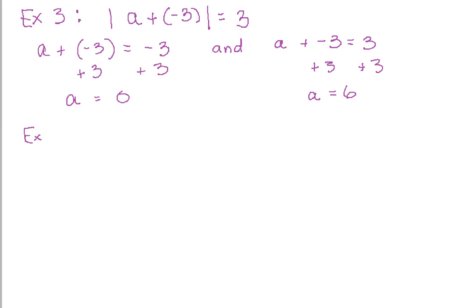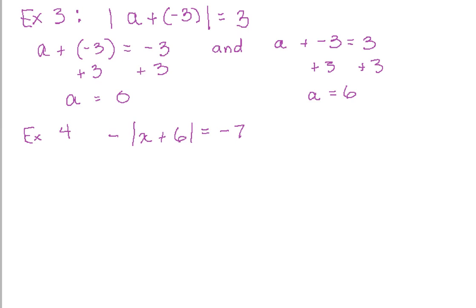Keep going here, I'm going to go with example 4, and this one's going to be a little trickier. I'm going to have the opposite of the absolute value of x plus 6 is going to equal negative 7. Now, at first glance, people might say, okay, well, that's a negative number. I don't need to have that. It's not going to work.